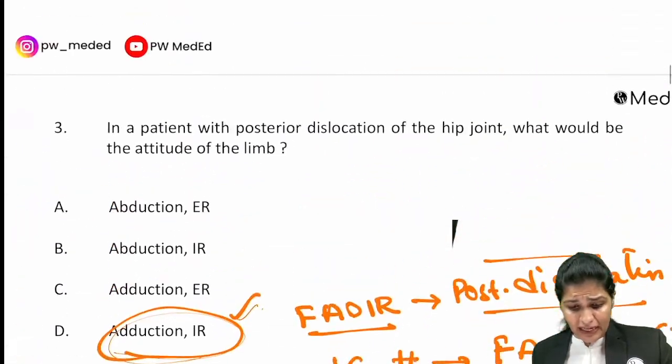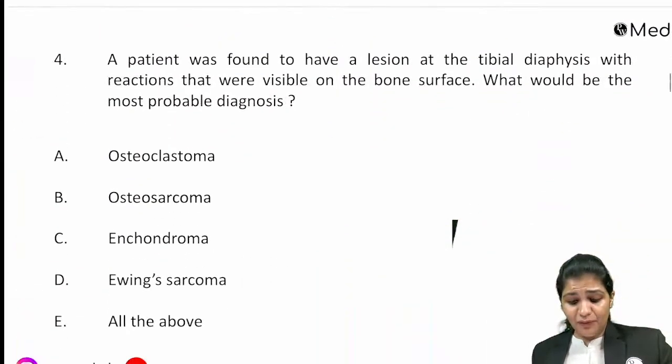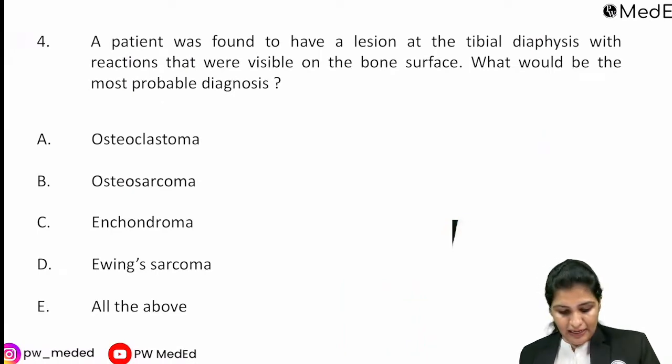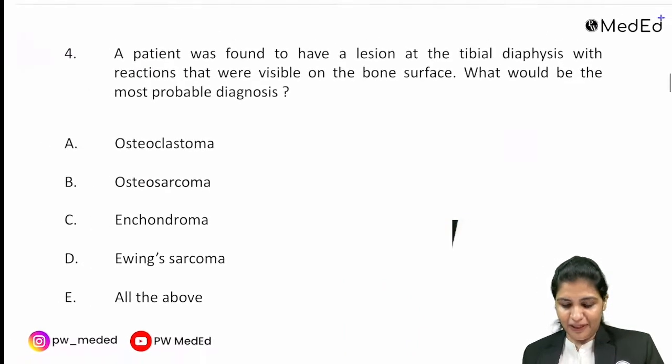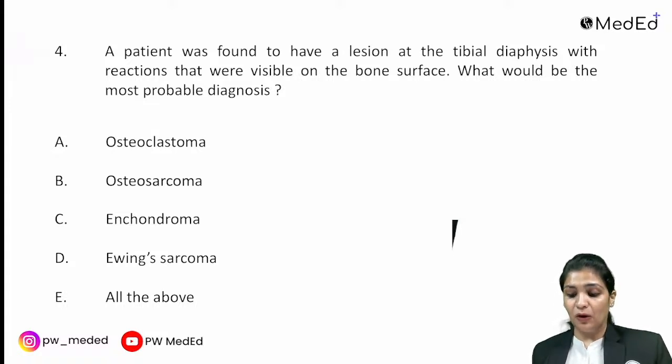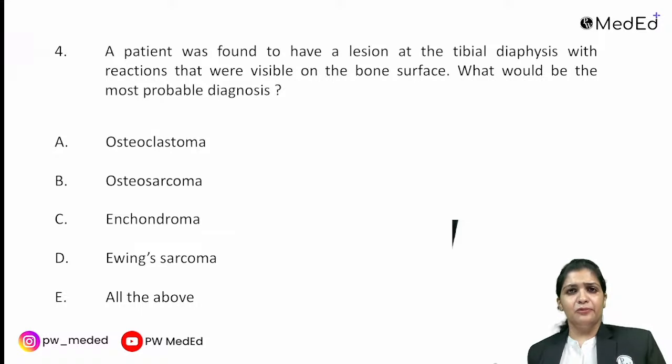So that completes our questions, and then we are going to the fourth question. This is about your tumor, right? Here the patient was found to have a lesion at the tibial diaphysis with reactions that were visible on the bone surface. What would be the most probable diagnosis?